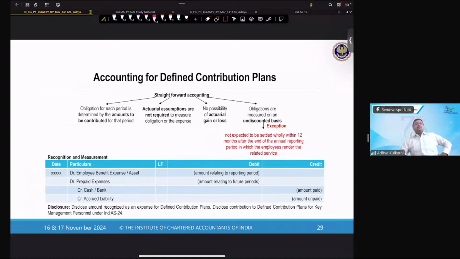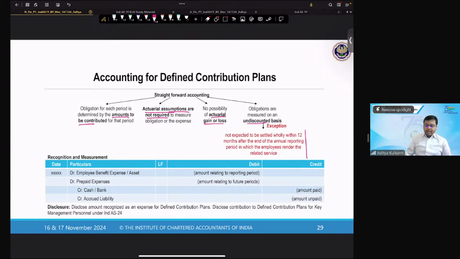Accounting for defined contribution plans. So it's a straightforward accounting. I don't have to explain to you. You are all trained people in that. Obligation for each period is determined by amount to be contributed. Actuarial assumptions are not required. Because there are no actuarial assumptions, no possibility of actuarial gain or loss. Account it on an undiscounted basis. Exception: if not expected to be settled within 12 months, then you will have to discount it. But typically, we do the settlement within 12 months.